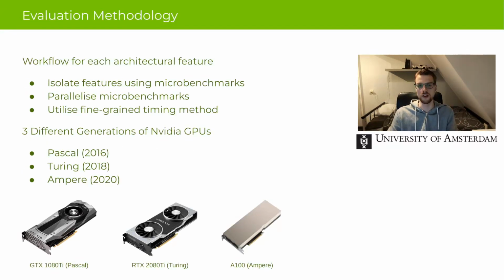So our workflow for each architectural feature is the same. We try to isolate the feature we're interested in using microbenchmarks. Then we try to parallelize the microbenchmark. And we also want to utilize a fine-grained timing method so we can uncover in more detail what happens on the GPU. So we will use 3 different generations of NVIDIA GPU. We use Pascal, the GTX 1080 Ti from 2016, Turing, the RTX 2080 Ti from 2018, and Ampere, the A100 from 2020.